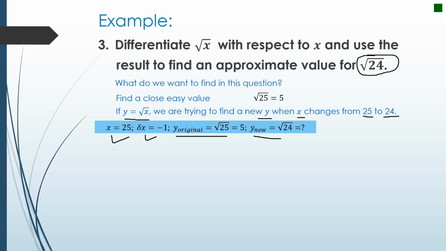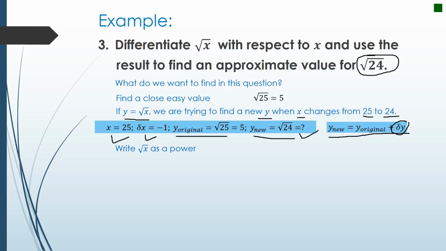And the new y value is square root 24. And we are supposed to find the approximate value for square root 24 here. Before we proceed, we need to know that the new y is equivalent to the original y plus the small change in y. So the next few steps actually enable us to find the small change in y.